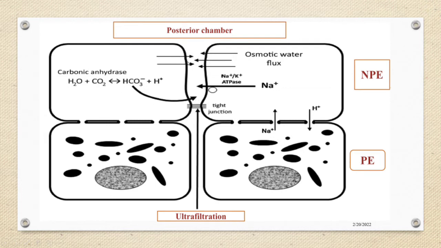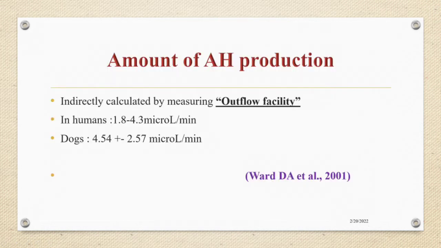This is the posterior chamber. These two cells are non-pigmented epithelial cells. These cells are pigmented epithelial cells. All these ions are released into the posterior chamber, and the concentration gradient is increased over here. So this will drag the fluids from the ultrafiltration into the posterior chamber. This is the mechanism of releasing the aqueous humor into the posterior chamber.